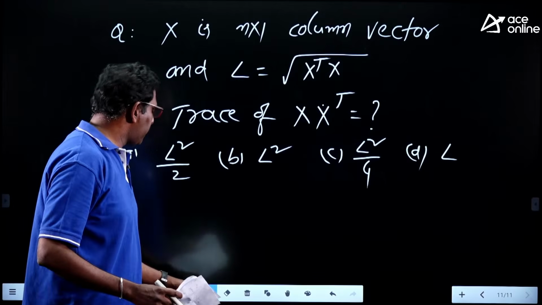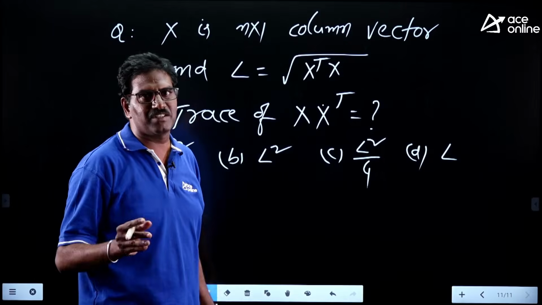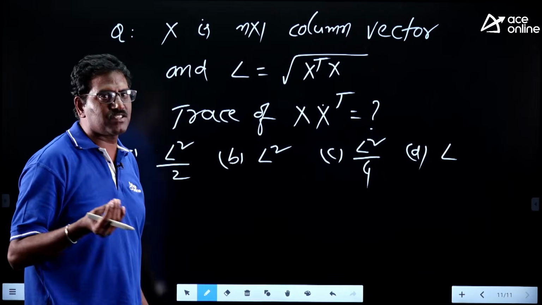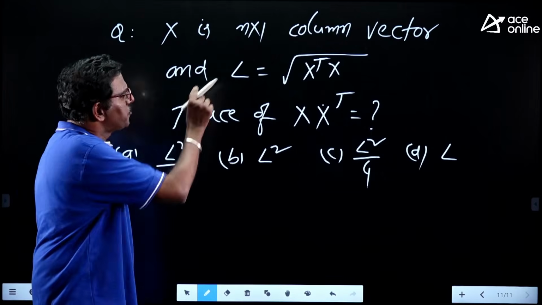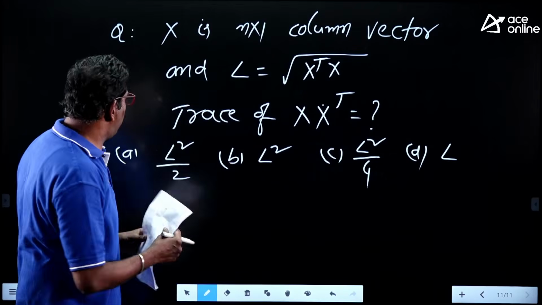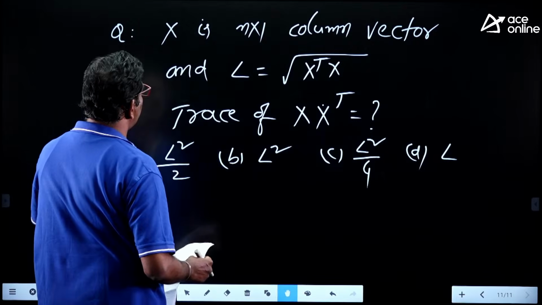For this type of question, an n cross 1 column vector means I would have to take n elements in the column. But don't do that. Instead of taking n elements, I will simply take an example with just 2 elements, a 2 by 1 column vector, and verify which option is satisfied. You can save your time by doing that. Now coming to the solution.